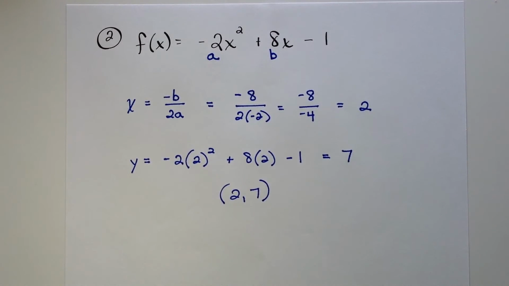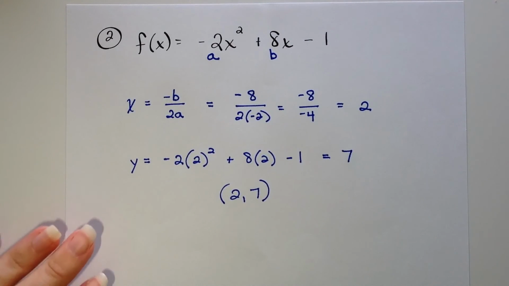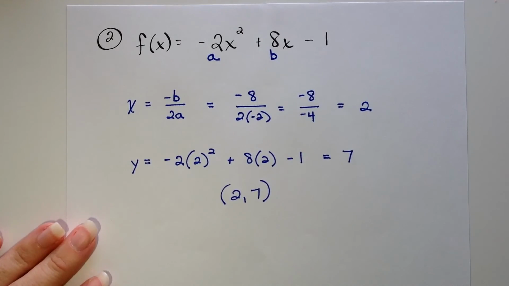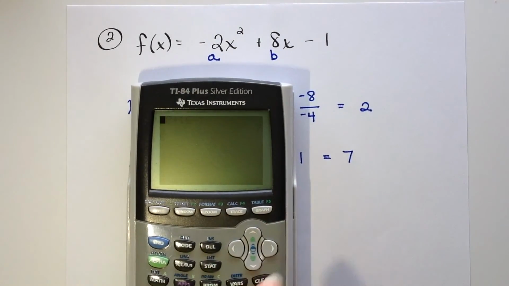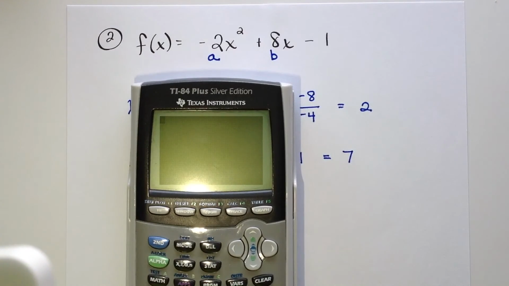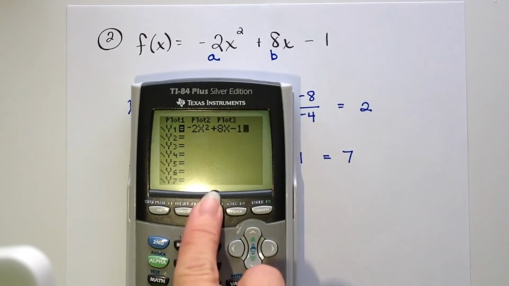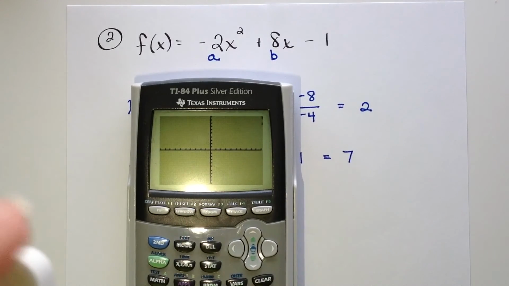Alright, so let me show you how you could actually check this on your calculator. And you could do this with the other problem also. So it's no different in how you check it with your calculator when you've got different forms. But first of all, what you would want to do is type the problem in your y equals. Okay, I'm just going to go to my standard window.